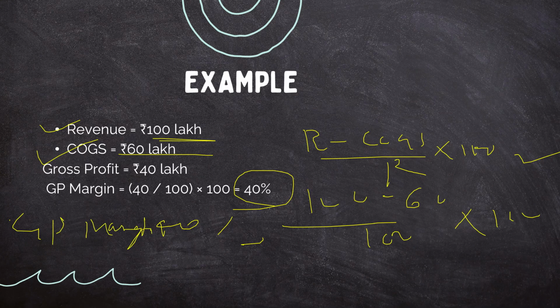But what is this 40% indicating to us, guys? Write it down in the comment section. This 40%, or 0.4, is indicating that for every 1 rupee of sales, the company keeps 0.4 rupee after covering its direct cost. So this is all about your GP margin concept.